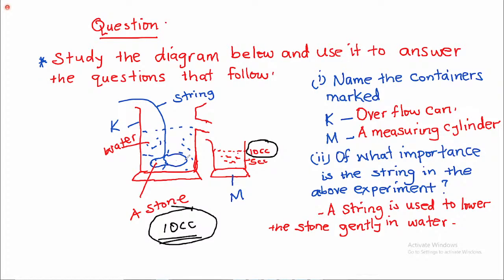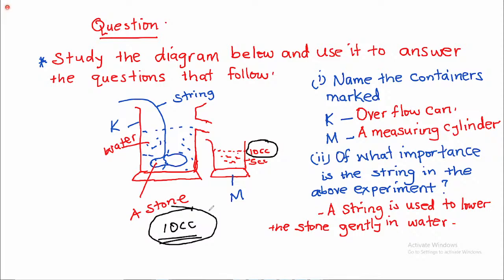Why did the primary 5 pupils choose to use this method when finding the volume of a stone? A stone is an irregular object. But which method is this? I'm forgetting the name of this method. Who remembers which method is shown in the diagram?